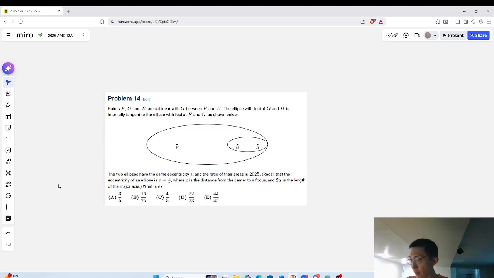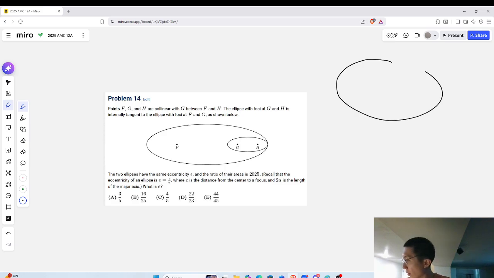in any ellipse, the semi-major axis is A, the semi-minor axis is B, and C is the distance from the focus to the center. So, okay, let's see what this means. We're told the ratio of the areas is 2025.